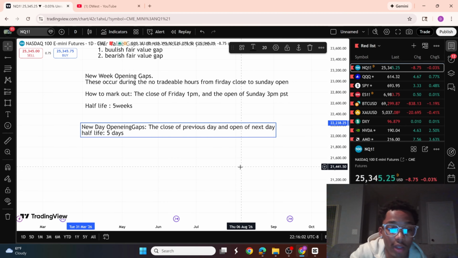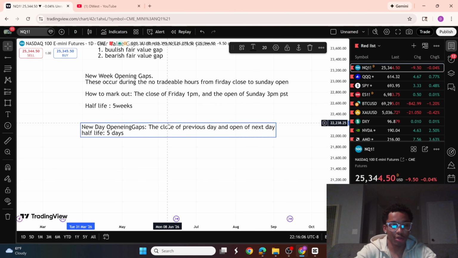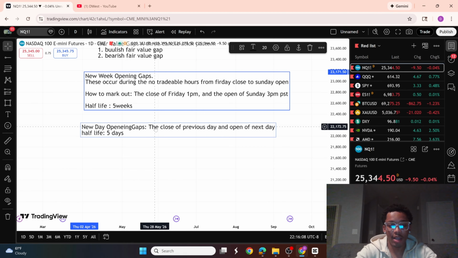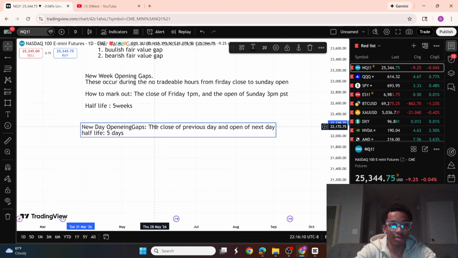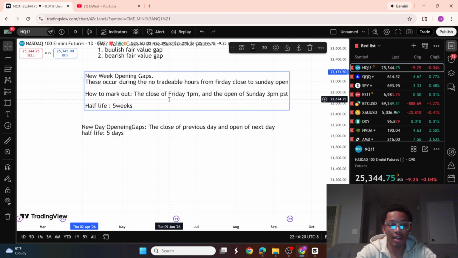All right, so these are both times where the market is not tradable. The market is open 23 hours a day, 5 days a week. So for the new day opening gap, it would be that 1 hour that we can't trade that we're marking out. And for the new week opening gap, it would be that Friday to Sunday that we will be marking out.